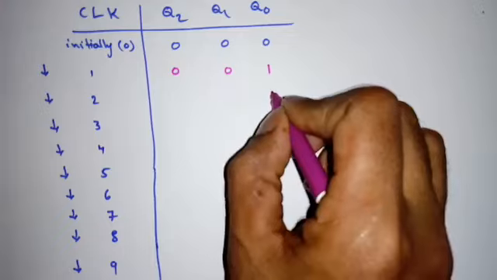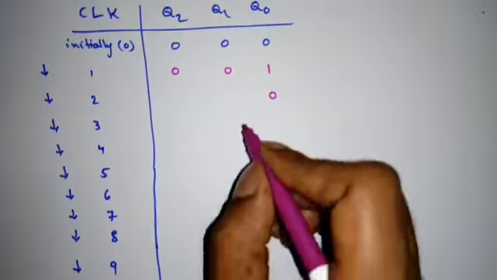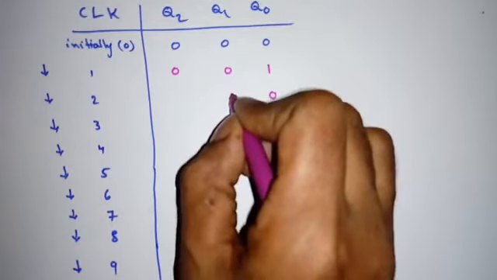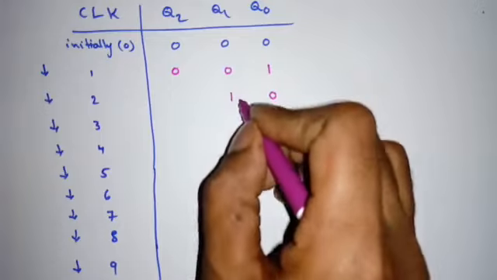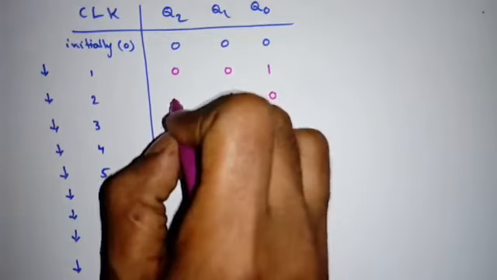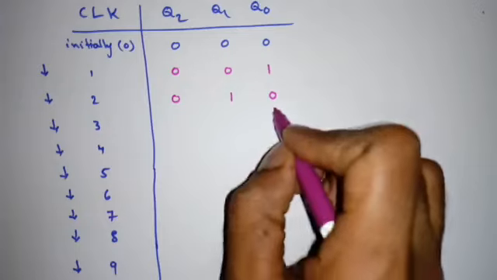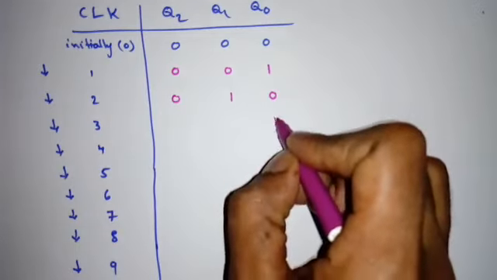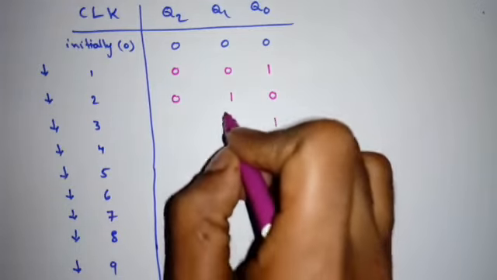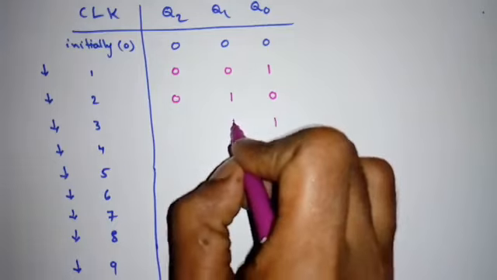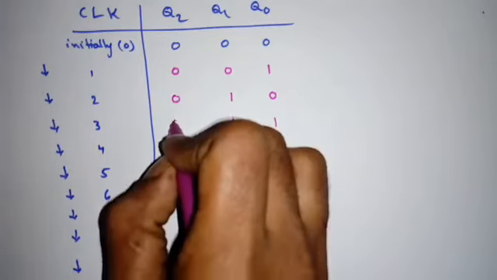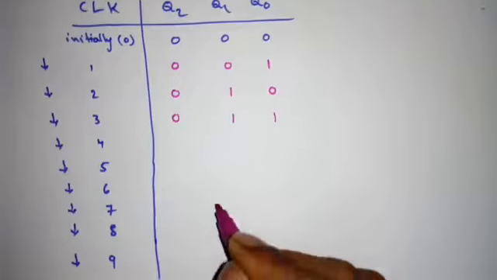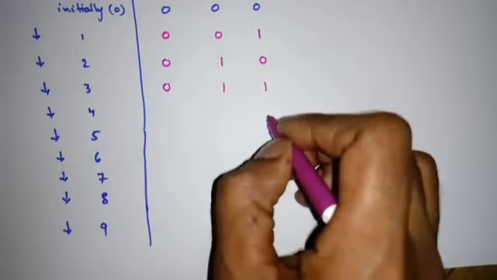Next, second clock, Q0 will be affected. So 1 to 0, there is a transition. So Q1 will be affected. It will change 0 to 1. So 0 to 1 is a positive transition, so Q2 will not be affected. It will maintain that state only. Clock 3, Q0 will change 0 to 1, positive transition. Will Q1 change? No. So it will maintain the same state. If it is maintaining the same state, Q2 will also maintain the same state because there is no clock transition at all.